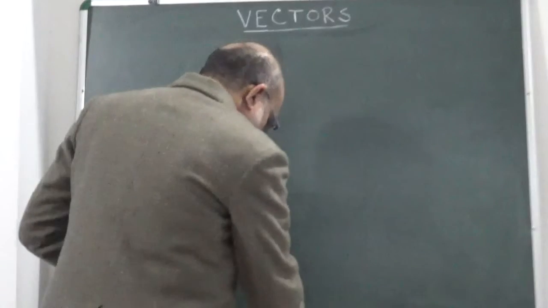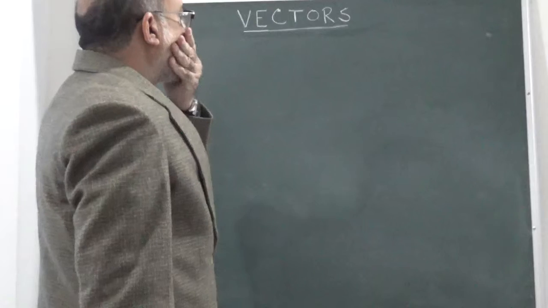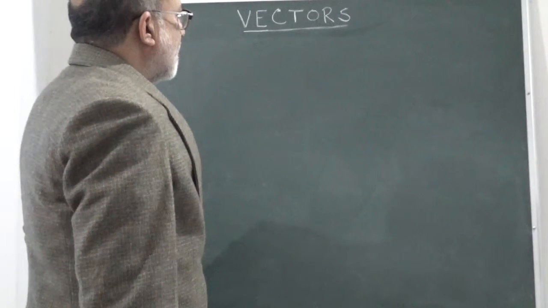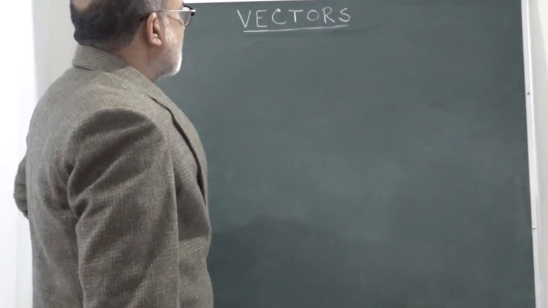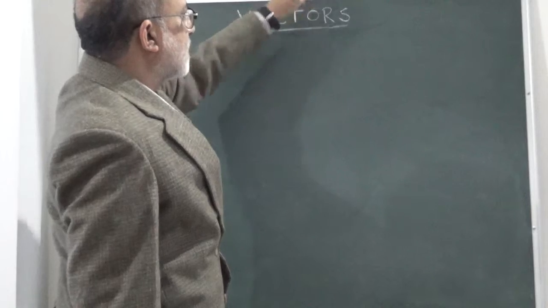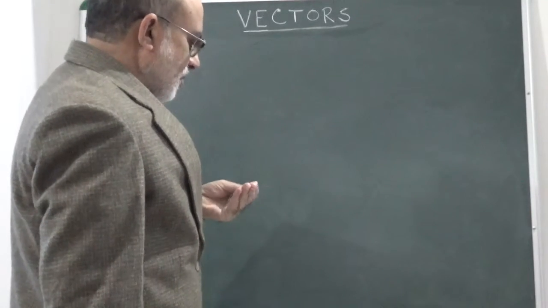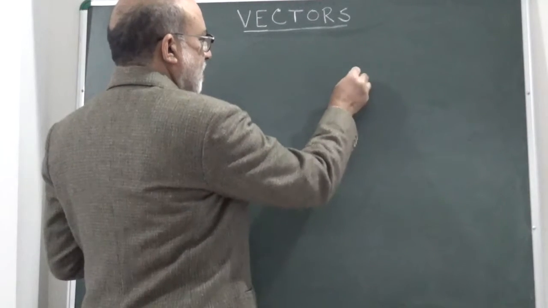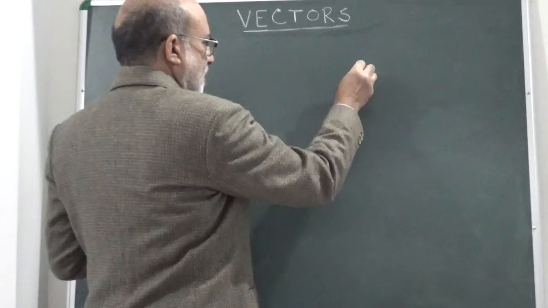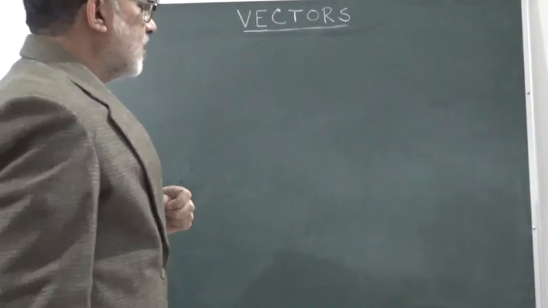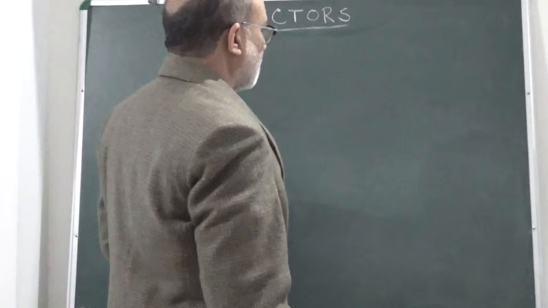So, continuing with our series of lectures on vectors, in the last class we found how to add vectors geometrically. To add vectors geometrically, we arrange the vectors in order such that the tail of the succeeding vector lies on the head of the preceding vector.